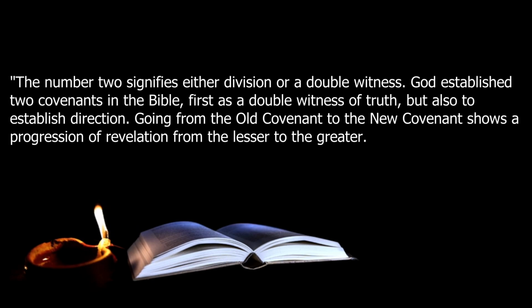The number 2 signifies either division or a double witness. God established 2 covenants in the Bible, first as a double witness of truth, but also to establish direction. Going from the Old Covenant to the New Covenant shows a progression of revelation from the lesser to the greater.